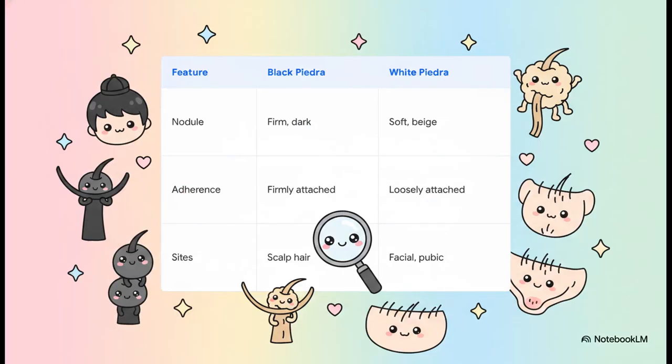When we're talking about diagnosing infections of the hair shaft, which are known as piedra, it really all comes down to texture and location. That gives you the answer instantly. Black piedra gives you these small, firm, gritty, dark nodules that are firmly adherent to scalp hair. They're stuck on there. White piedra, on the other hand, produces soft, kind of friable beige nodules that are just loosely attached, and you'll typically find those on facial, axillary, or pubic hair. Knowing that texture and location difference, it's a real game changer for instant diagnosis.